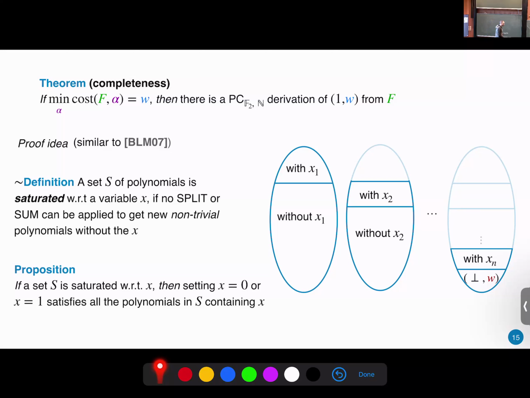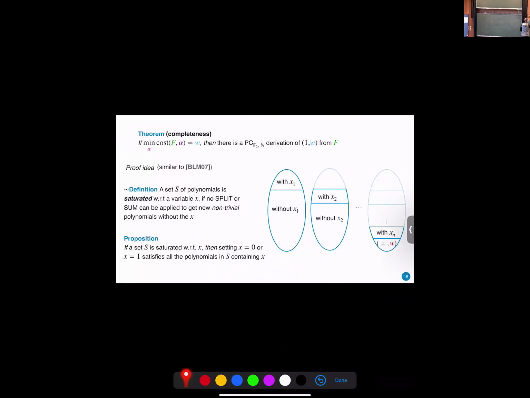So for instance, take the set of polynomials x plus y with weight 1, and x plus z with weight 1. This is not saturated, because if you give me an assignment with y equals 0 and z equals 1, there is no way to set x either to 0 or to 1 to satisfy both polynomials. So this set of two polynomials is not saturated.